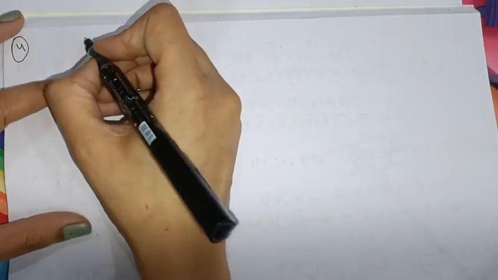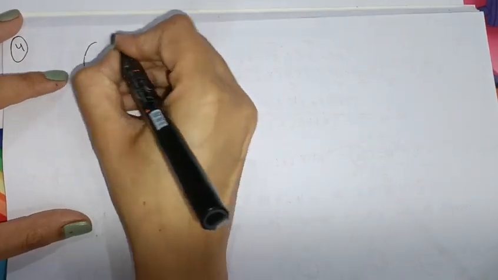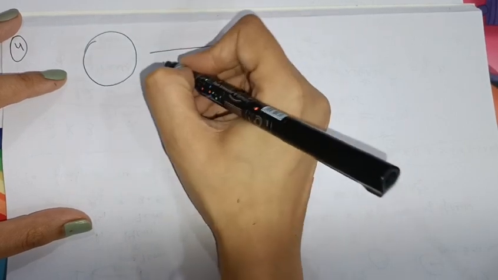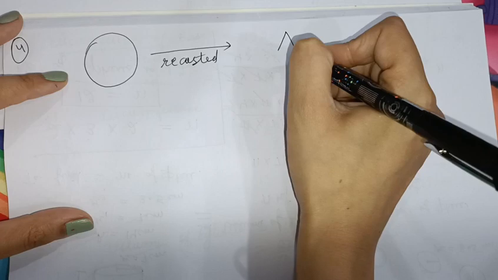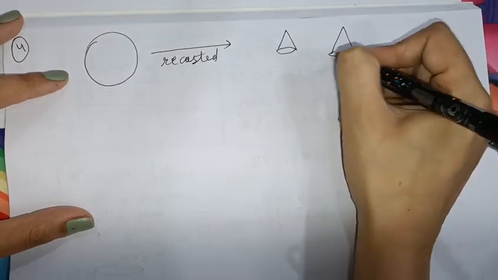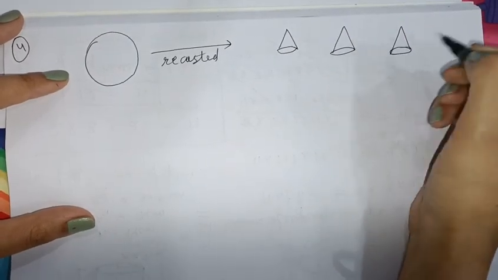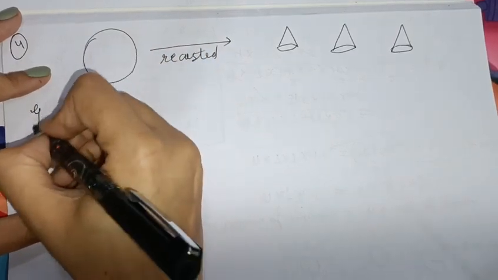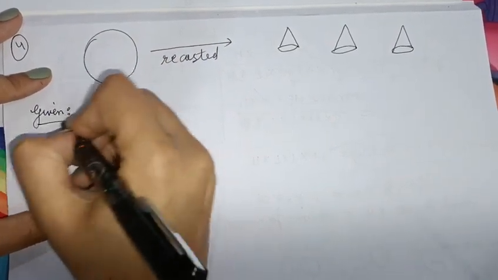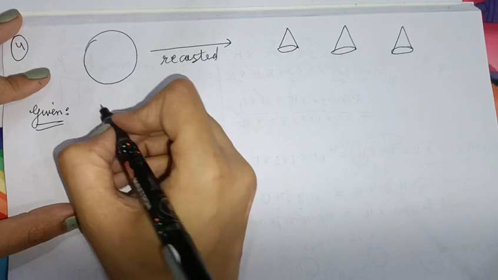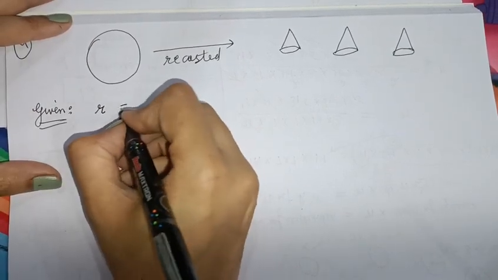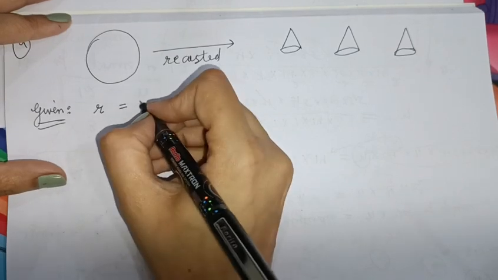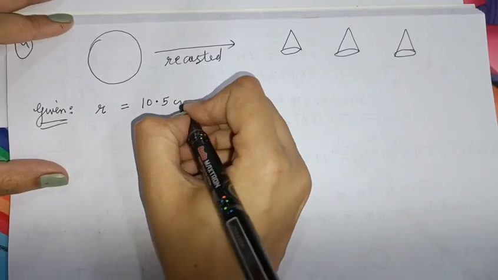So what is happening here? The sphere is recasted to some cones. So that number only we have to find. We don't know how many cones are there. So what is given to us? Given, metallic sphere of radius. So the radius of the sphere is given to us. Radius of sphere is 10.5 centimeters.